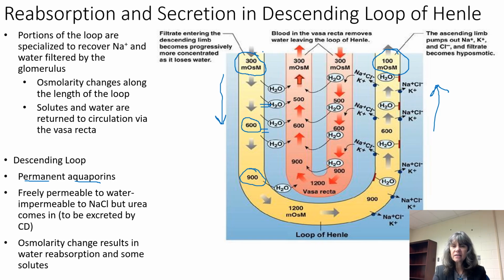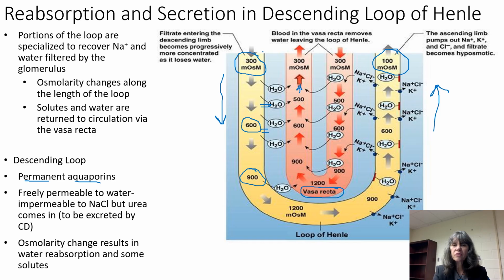vasa recta. The vasa recta are straight capillaries. That's where they get their name. Vasa means vessel, rect means straight. So they're straight capillaries that are going to be found next to the descending limb of the loop of Henle. Another thing that I want to point out here is that the flow of urine is going in the opposite direction to the flow of the blood in the vasa recta.